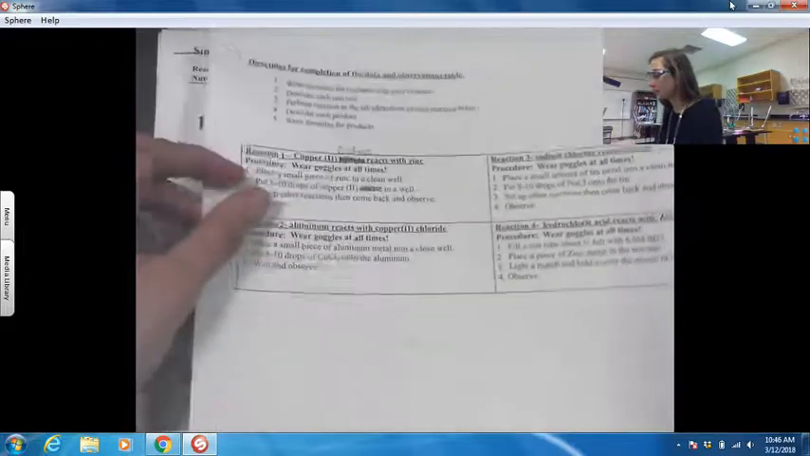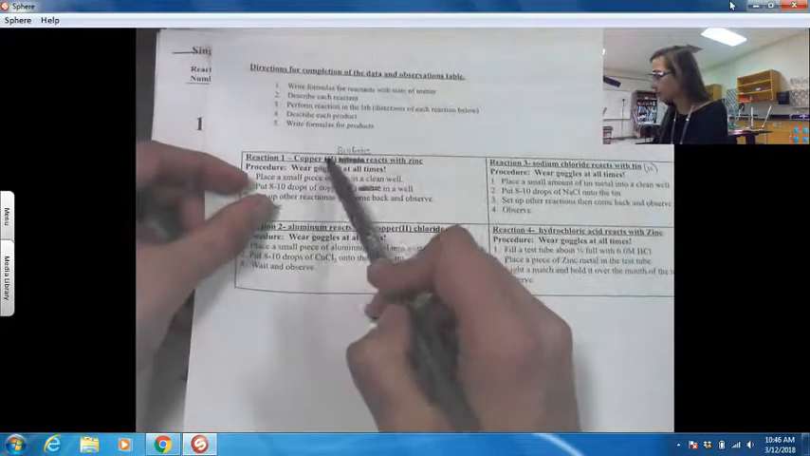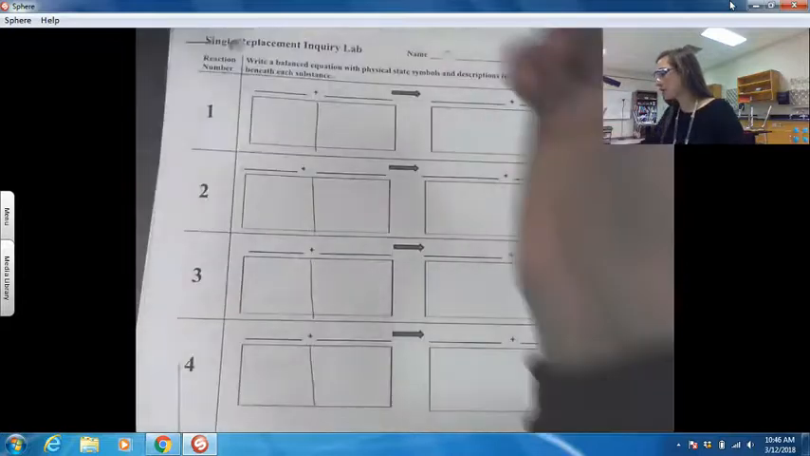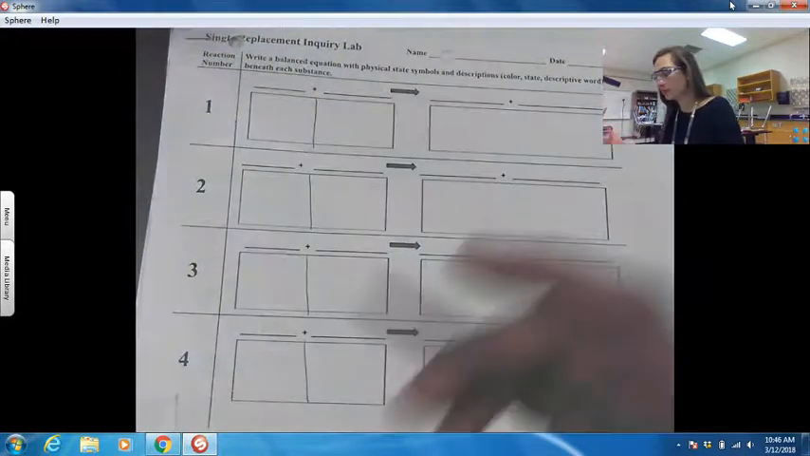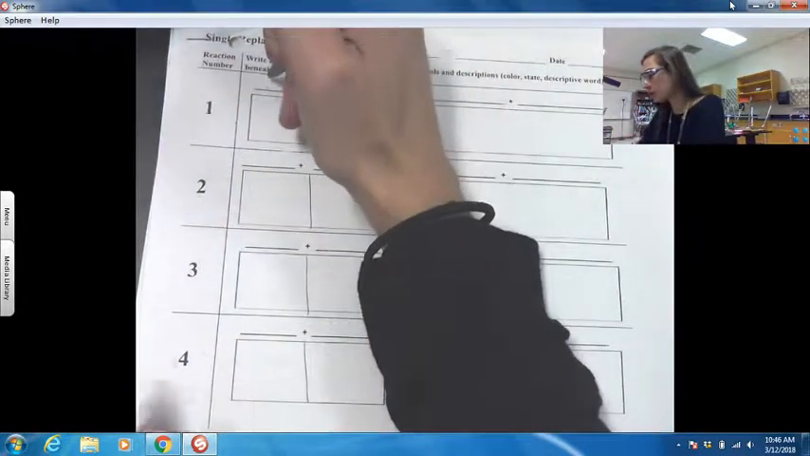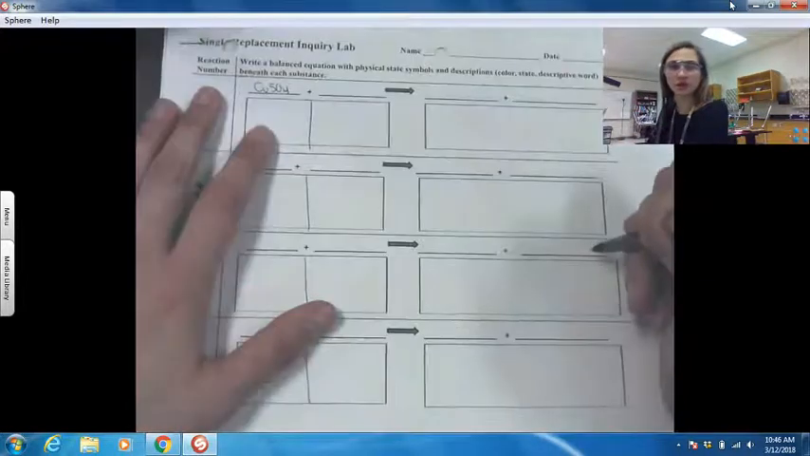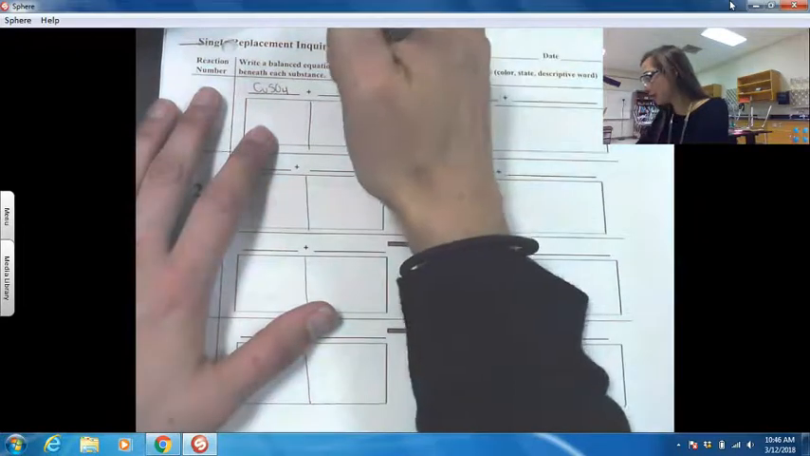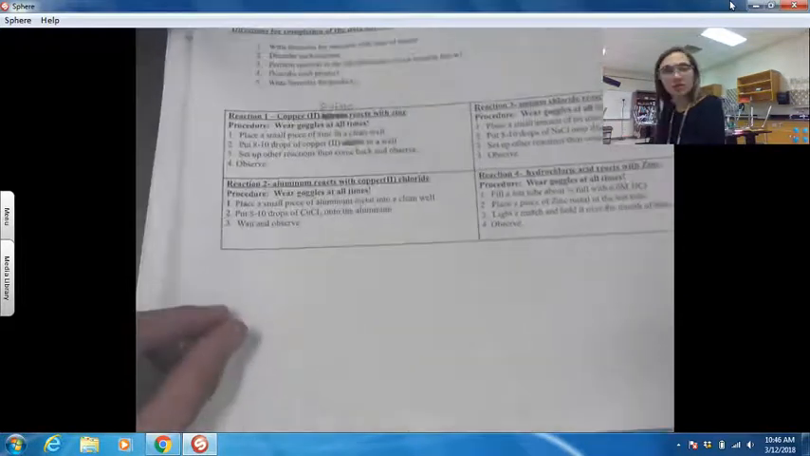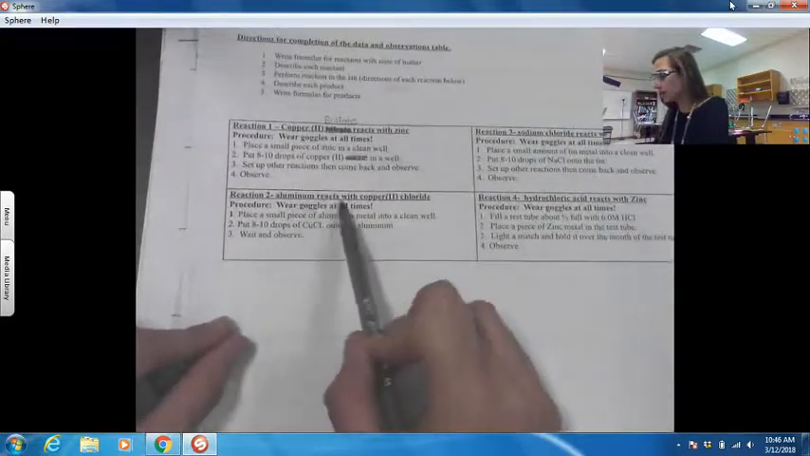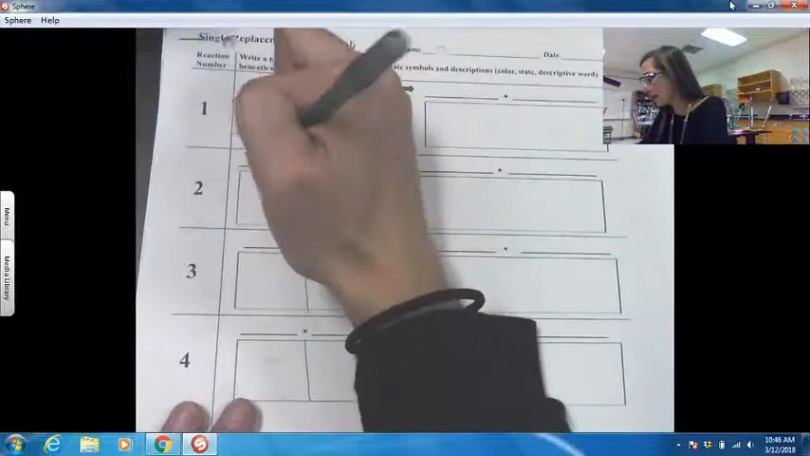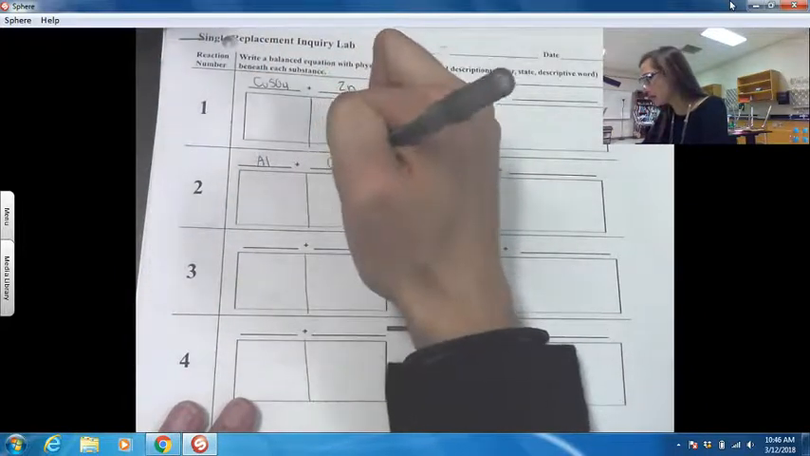So the first one says that we have copper 2 sulfate with zinc. So we know that copper has a +2 charge as told us in here, and sulfate has a -2 charge if we were to look on our reference packet. And we're reacting it with zinc. Reaction 2 says aluminum reacts with copper 2 chloride. So we have Al plus CuCl2.